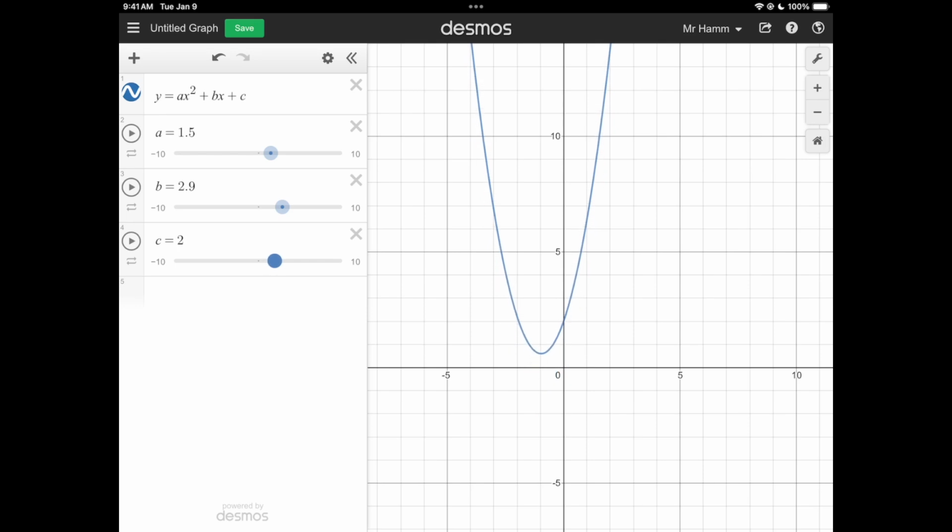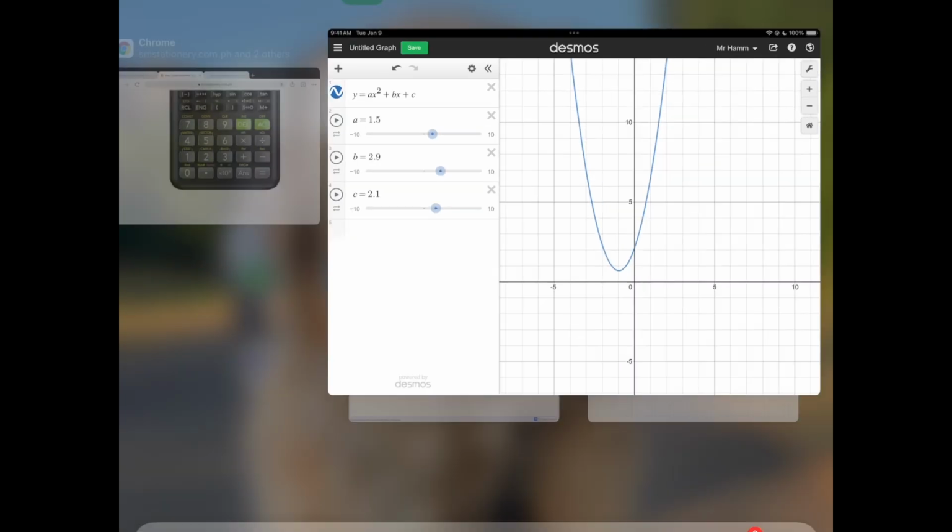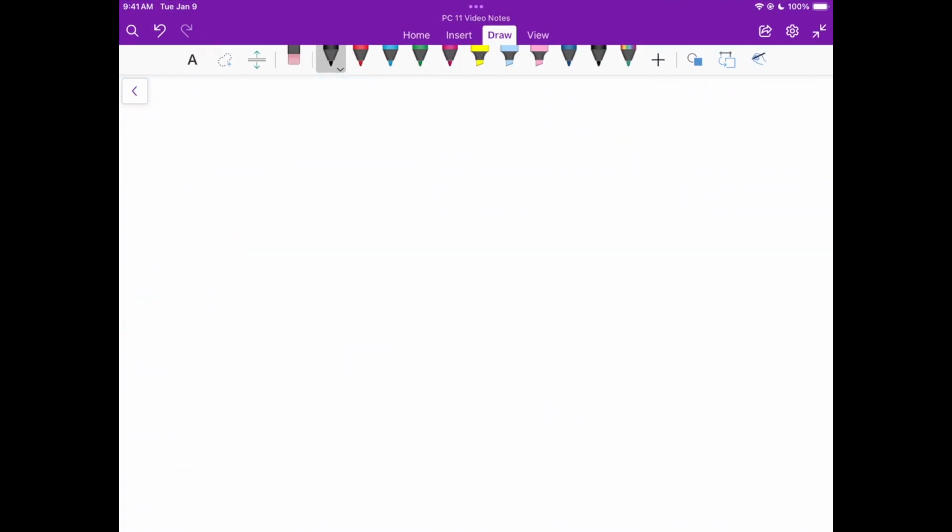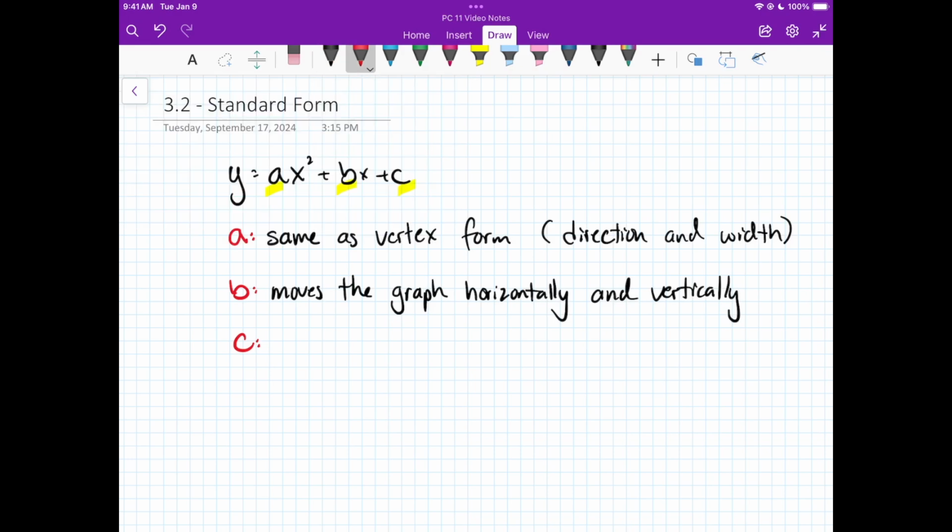And so if you pay attention, hopefully you'll have noticed that that c value gives us our y-intercept. Right? So right now, my c value is 2, and my y-intercept is 2. And that's going to be the case for this. So c does two things for us. It moves the graph vertically, up and down, and it also tells us the y-intercept.